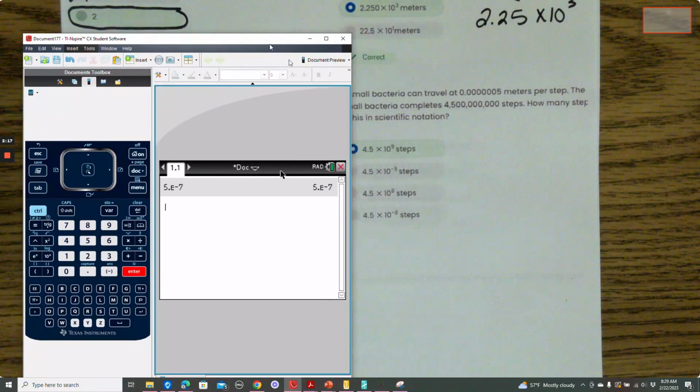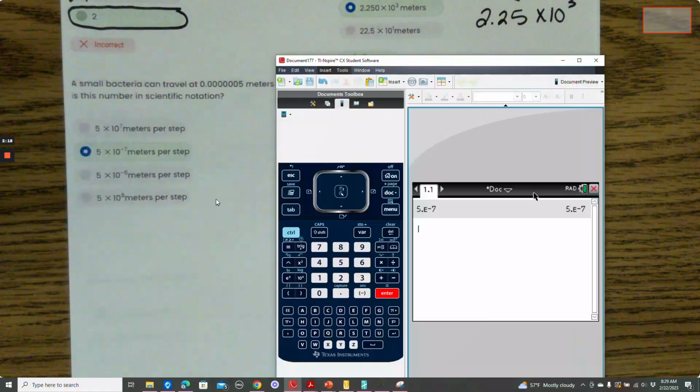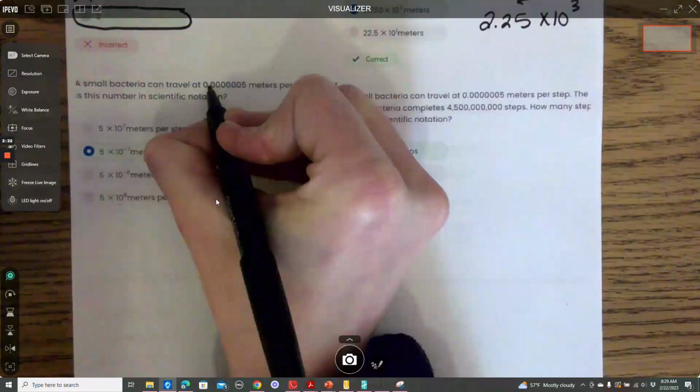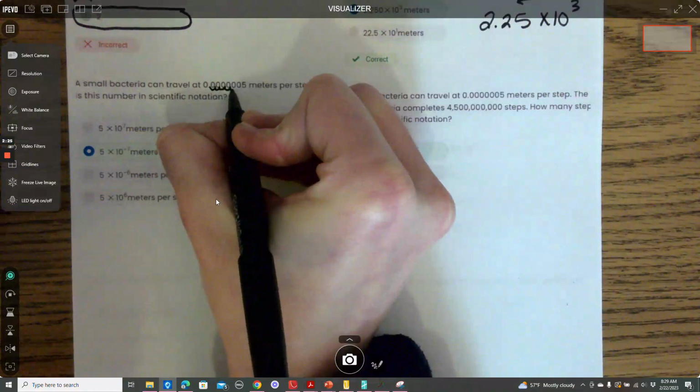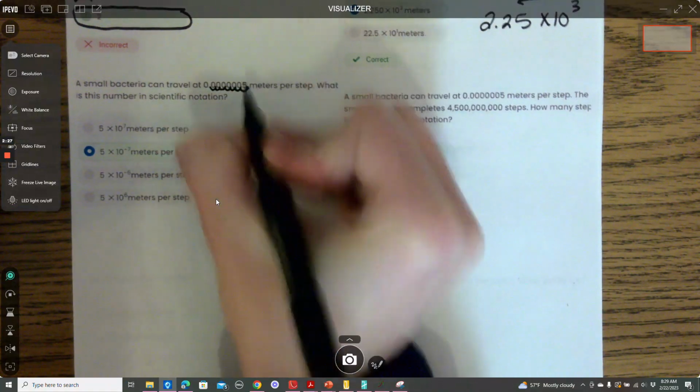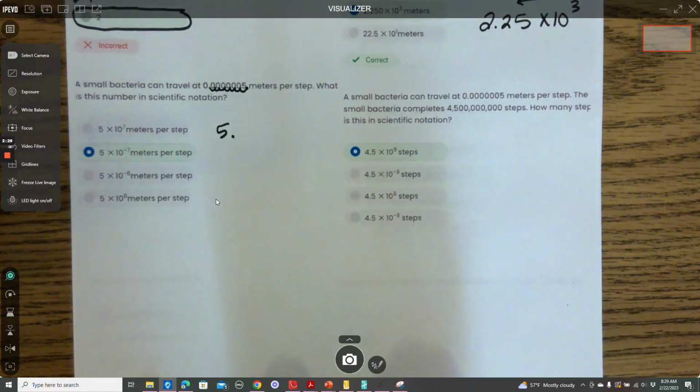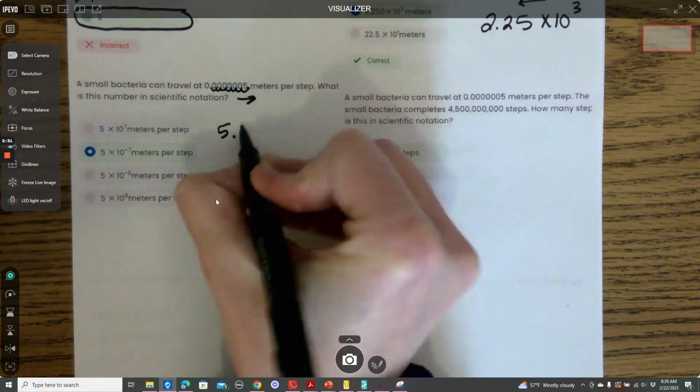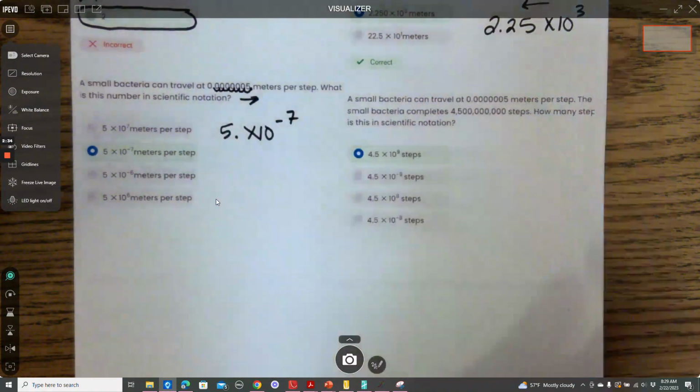Again, it's just moving a decimal. And so in this case, we would move the decimal here, 1, 2, 3, 4, 5, 6, 7. I want it on that side of the 5. And since I moved it to the right, that exponent becomes negative.